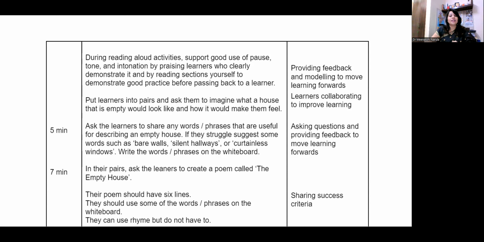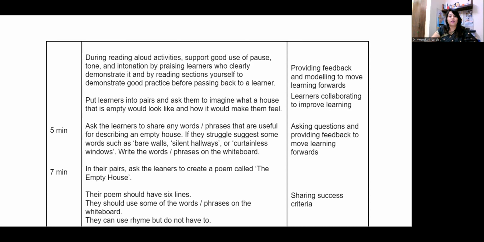Next, in pairs, ask the learners to create a poem called The Empty House. The poem should have 6 lines. They should use some of the words and phrases on the whiteboard. They can use rhythm, but do not have to sing or whatever. So sharing success criteria, we have shared with them that they have to frame their own poem. Now here you can go for an acrostic poem. Here you can go for any other forms of poems. So the children can go ahead with that.